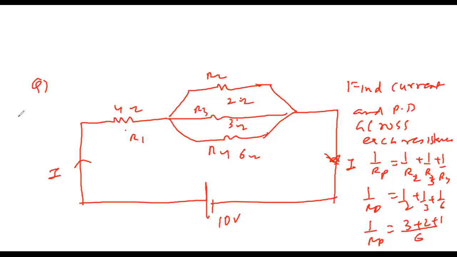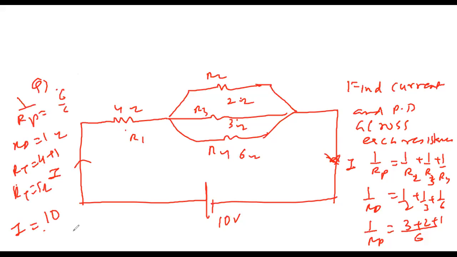So 3 plus 2 plus 1 is 6, 6 upon 6, that is 1. So RP is 1 ohm. R total is 4 plus 1, that is R total is 5 ohm. So total current I is total voltage 10 upon total resistance 5, which is 2 ampere.